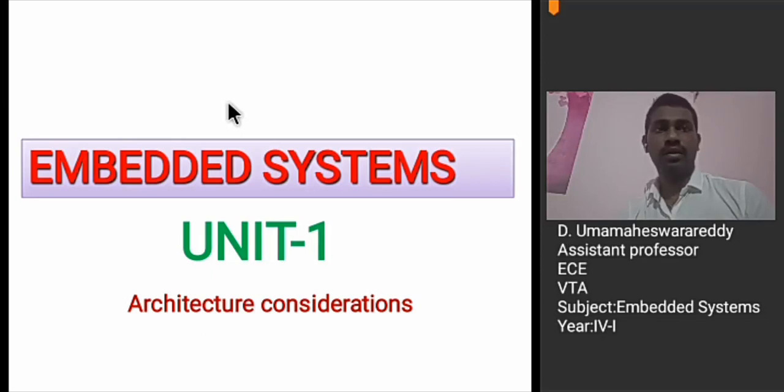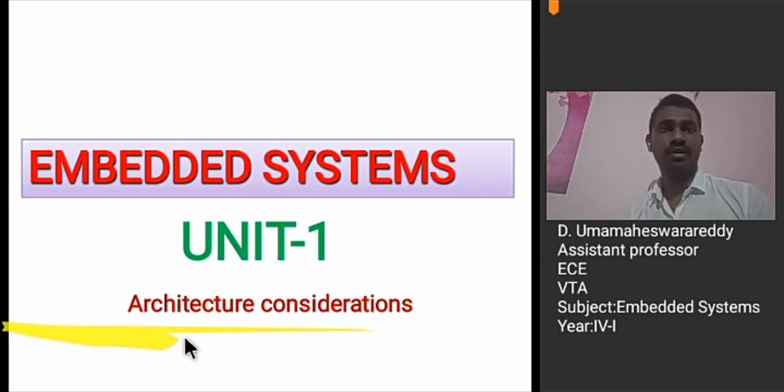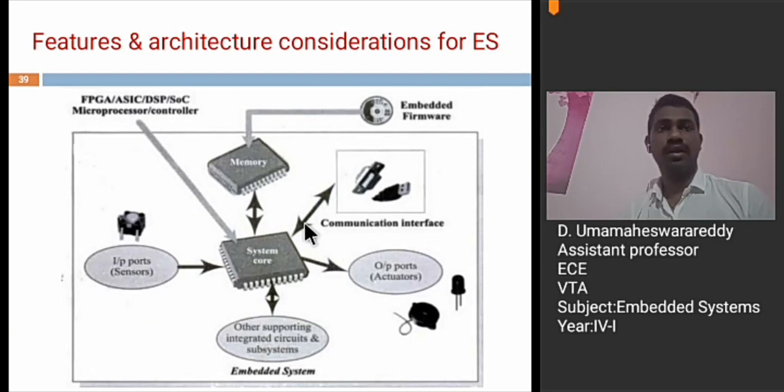And here we are going to discuss the features and architecture considerations for embedded systems. And coming to architecture considerations for embedded systems, we will discuss the basic elements which are used for building embedded systems or embedded applications.